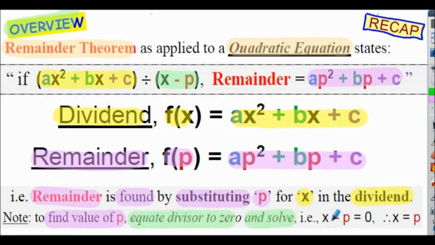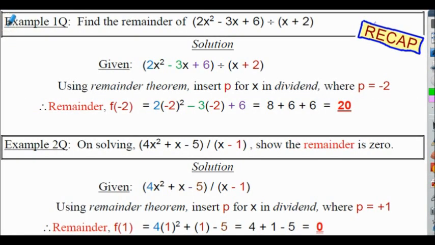So above, the divisor is x minus p, so equate it to 0 and solve: x is equal to p. So essentially you note a change of sign between the divisor, which is a negative p, and the positive p that will be used in remainder theorem. We will outline the application of remainder theorem to solve quadratics on the following slide. So this is recap from the previous presentation.